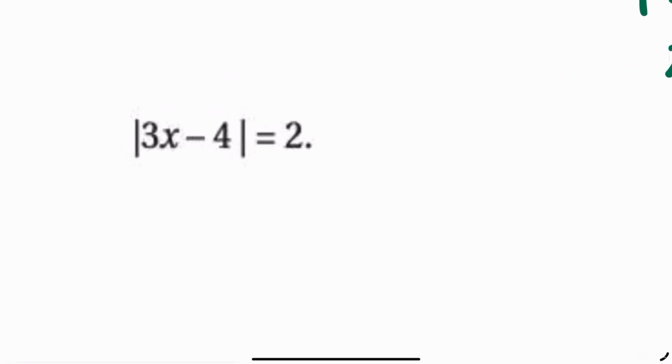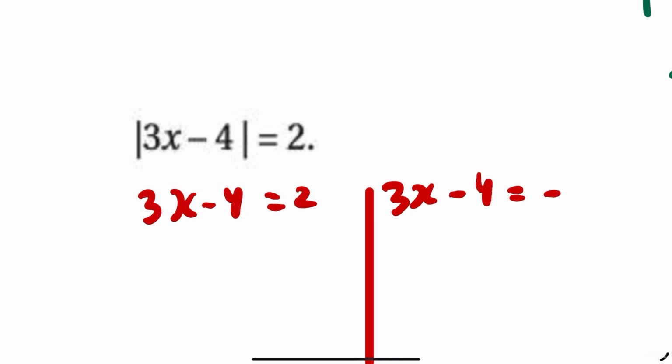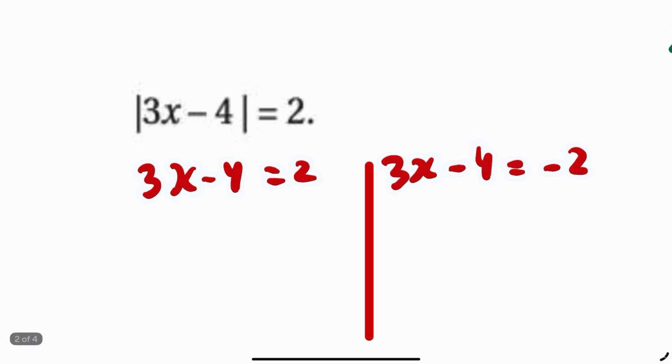What about if you have an equation like this? The modulus of 3x minus 4 equals 2. Here we have two options, or two equations. Either 3x minus 4 is equal to 2, or 3x minus 4 is equal to negative 2. So we need to solve these as linear equations.